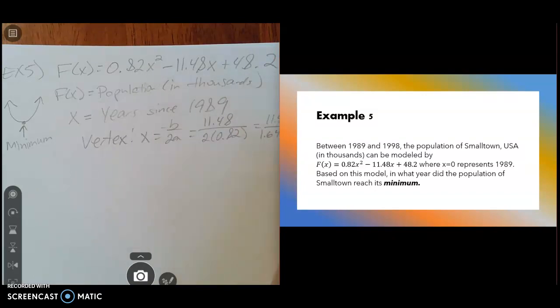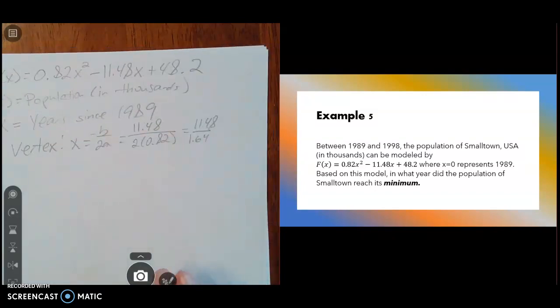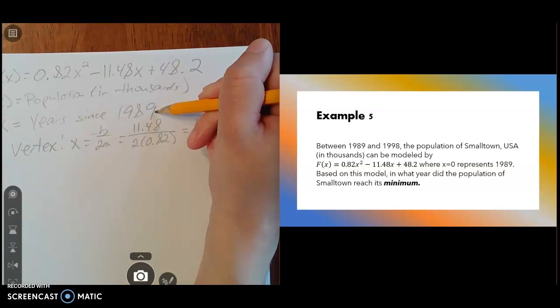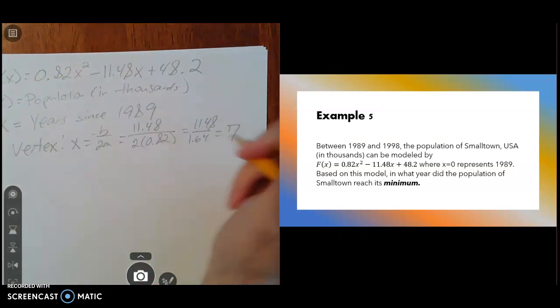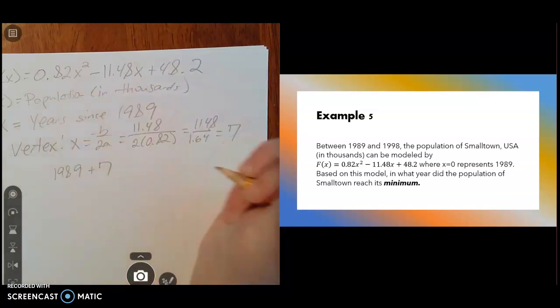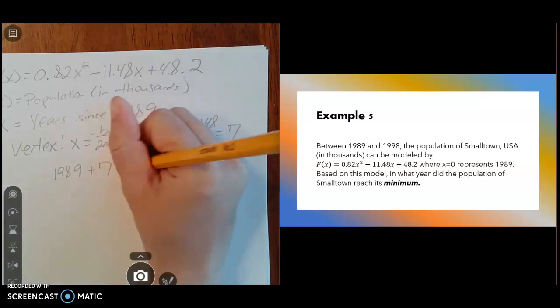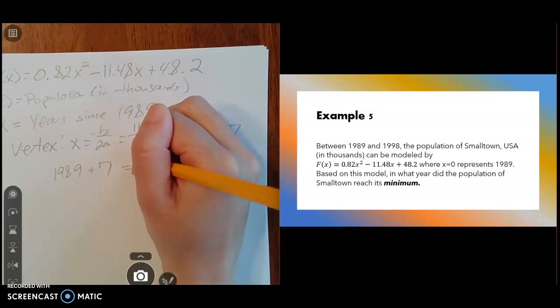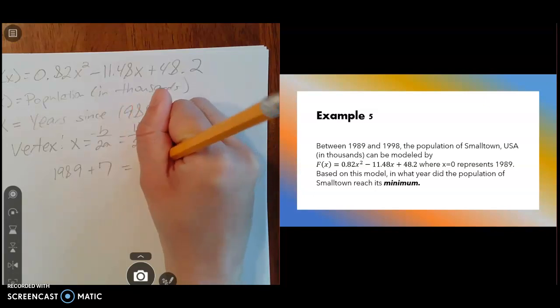And if you do 11.48 divided by 1.64, you actually get a perfect 7. It divides out really nicely. Okay, so what that means is 7 years since 1989 was that minimum value. And so if I take 1989 and add 7 to it, I'll get the actual year that we had our population minimum. And so 1989 plus 7 would be the year 1996.